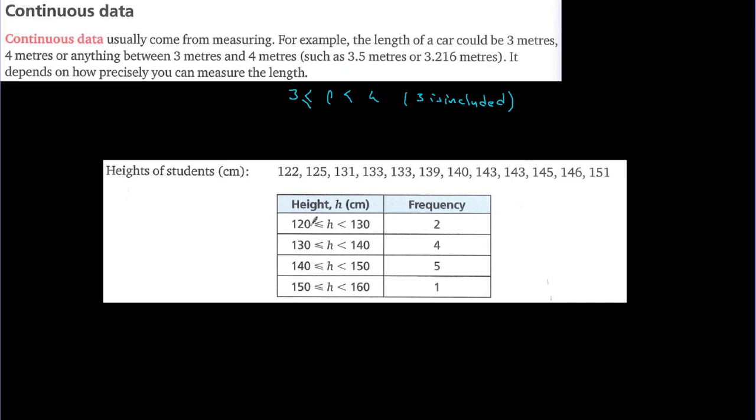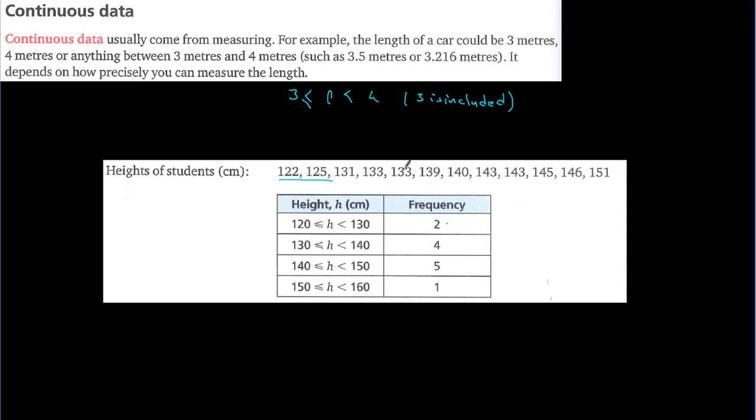Here also we have the height of the students. So height of the students between 120 and 130 centimeters, 130 and 140 centimeters. 130 is included, so the smallest value is included. With respect to that one, I'm going to fill the table. And I'm going to check how many students between 120 and 130. There are 2 students here, so I replace them here.